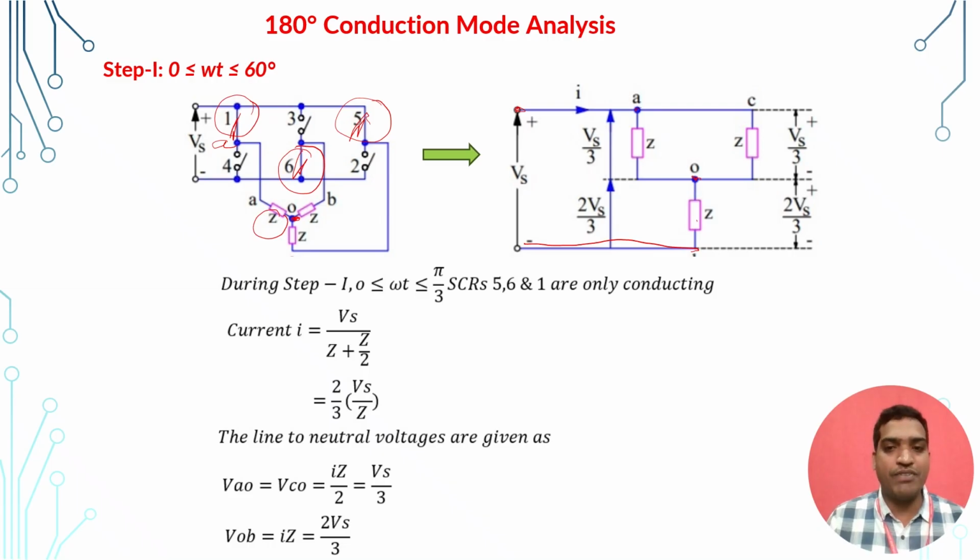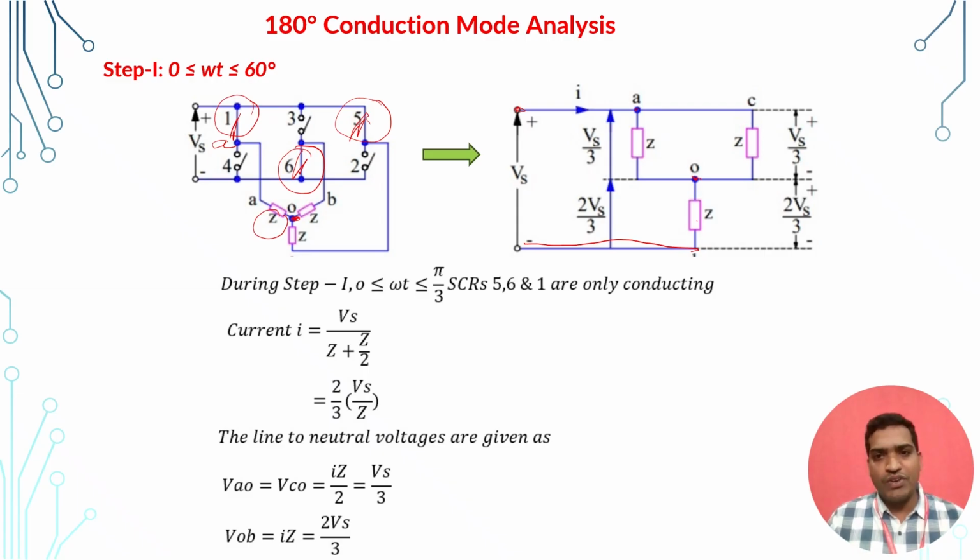Simply, I equals Vs divided by the total impedance, that is I equals Vs by Z plus Z by 2. So calculating this current, we get I equals 2 by 3 into Vs by Z. Now I want to calculate the line to neutral voltage, that is the voltage in between.